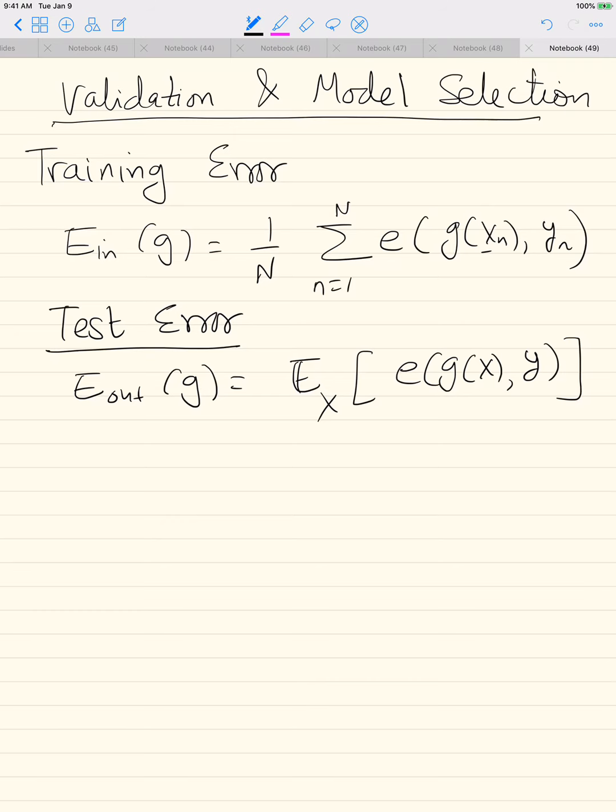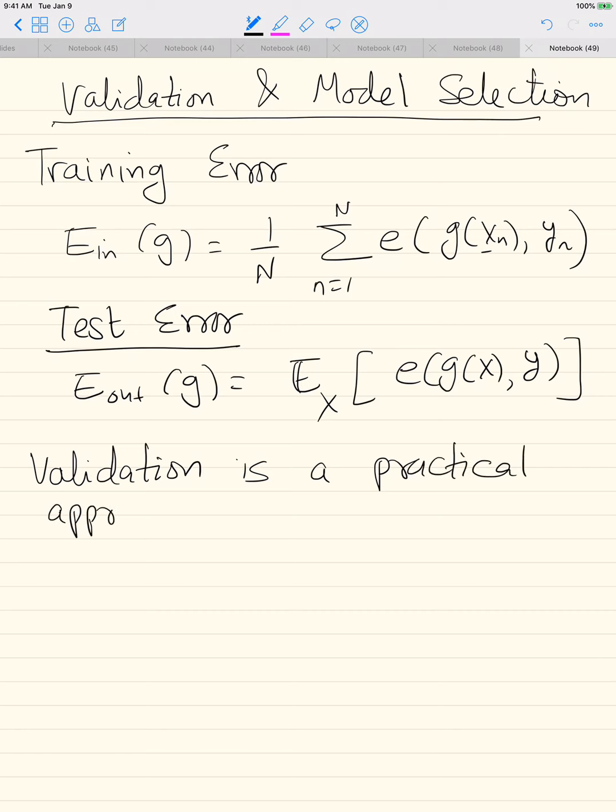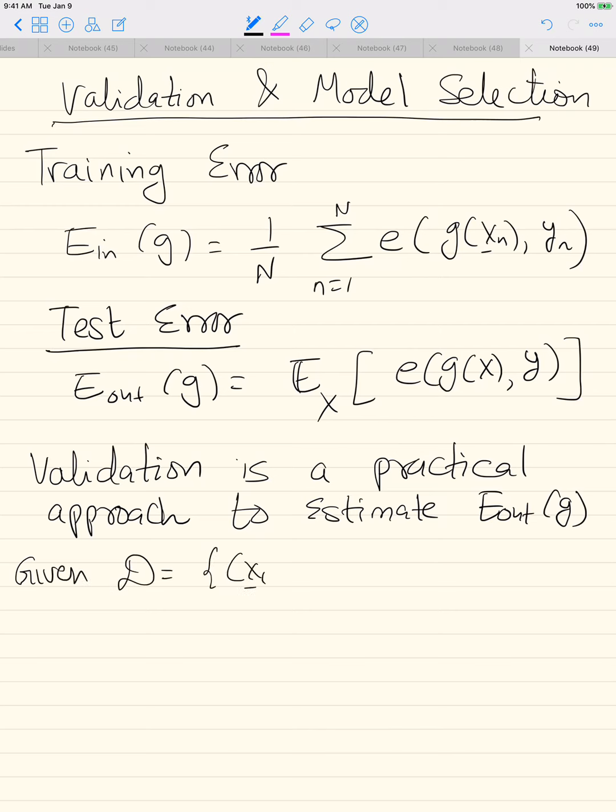Now, another approach is to use a technique called validation. Validation is a practical approach to estimate E out of g. So we want to provide a way to practically estimate the test error, right? What we will do is the following. We are given a training set D, which is of the form x1, y1, x2, y2, up to xn, yn.